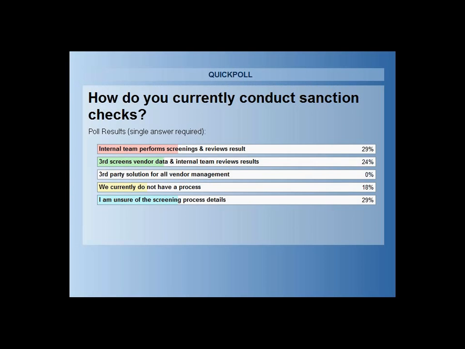The result of that poll: 29% of you have internal teams perform screening and manage the results. 24% of you have third parties screen your vendor data and internally review the results. 18% of you do not currently have a process, and 29% of you are unsure of what that process is.